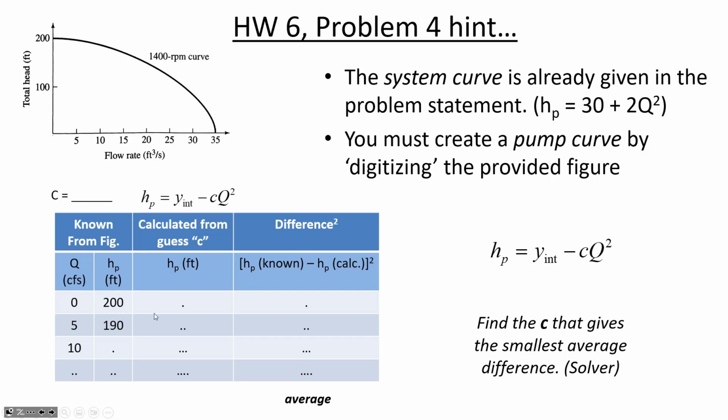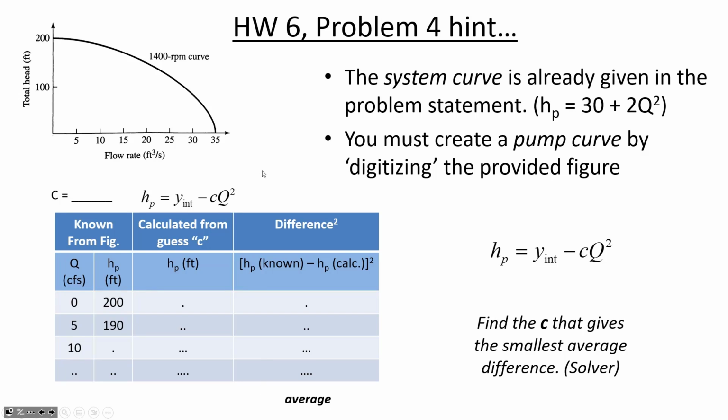So in other words, you're going to have a known pump head that you read off of the figure, and then a predicted pump head based on some C value. Maybe C is 0.1, maybe C is 0.2. So have this data based on an equation which is referring to some C value, and then you're going to do a goal seek where you're trying to minimize the difference.